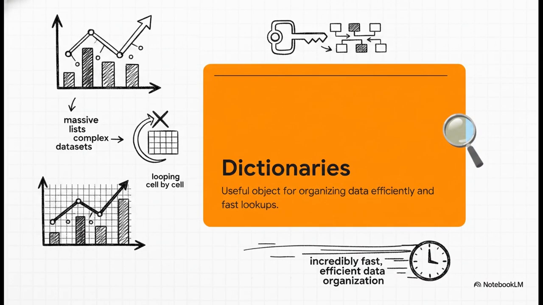Now, when your datasets get highly complex and looping cell by cell is just too slow, you graduate to dictionaries. Using the Scripting.Dictionary object replaces standard arrays. It stores data in memory as key-item pairs, allowing for unbelievably fast organization and nearly instantaneous lookups. Honestly, it's the secret weapon of advanced analysts.